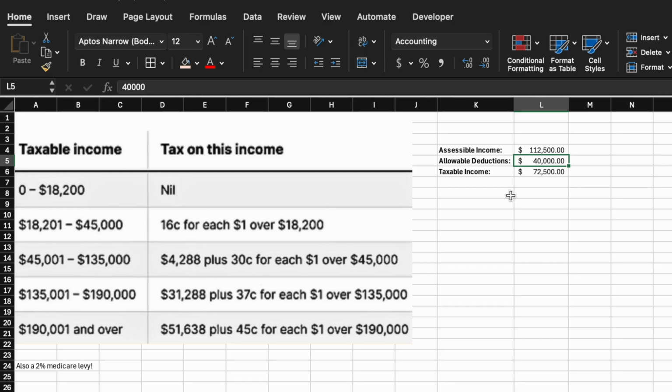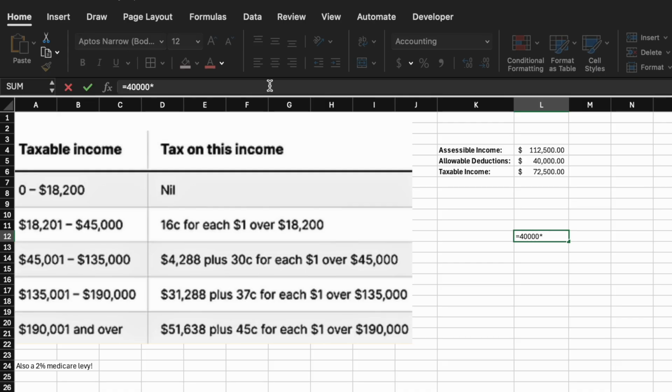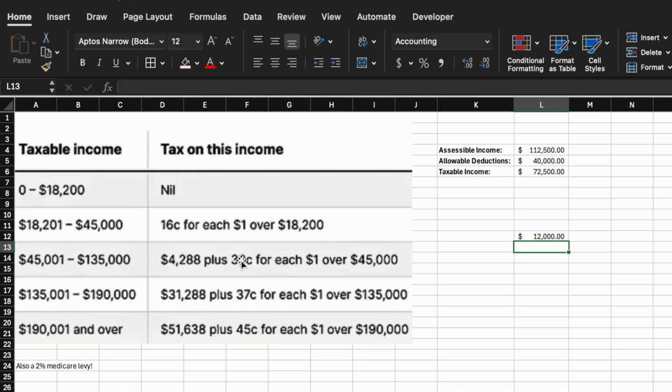So with 72,000, you're in this bracket. Originally you had 112,000 and we've taken 40,000 off. So that 40,000 you no longer have to pay tax on, and you would have had to pay in this bracket 30 cents in the dollar, so 30%. So the real tax saving would be $12,000.